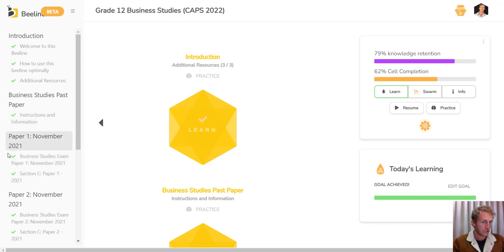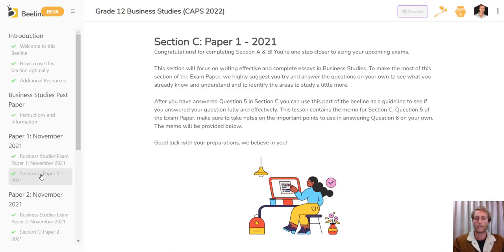If you're working your way through this business studies beeline and you get to the part where it jumps into the past papers, there are question cards linked to those cells. The first subcell of the past paper, in this case Business Studies Exam Paper 1, November 2021, covers parts A and B of the exam. Section C is a longer question, and there are not actually cards linked to that.